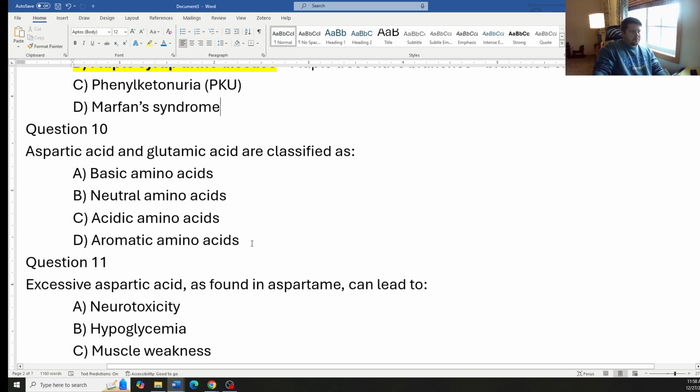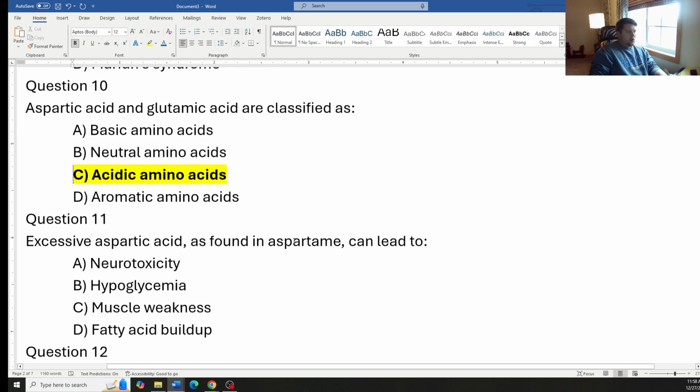Question 10. Aspartic acid and glutamic acid are classified as blank. Basic amino acids, neutral amino acids, acidic amino acids, aromatic amino acids. Of course, our aspartic and glutamic acid really gives it away. They are our acidic amino acids.